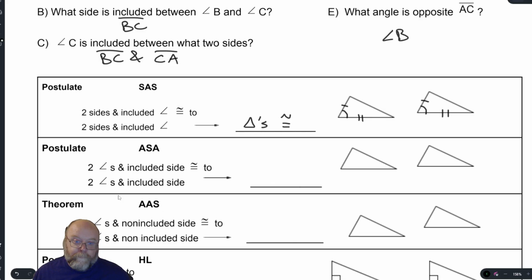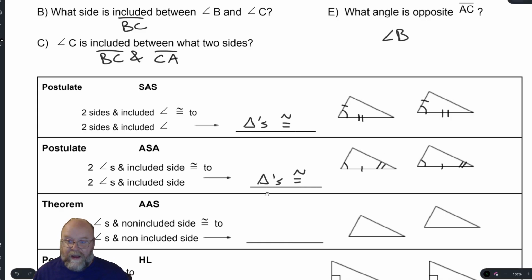All right. So ASA, guess what that is? It's 2 angles and an included side. So here's my 2 angles. Let's say this angle is congruent to this angle. This angle is congruent to this angle. Well, the included side is congruent. If I can prove this sort of action, then that means my triangles must be congruent to each other. Okay? And this is a theorem.